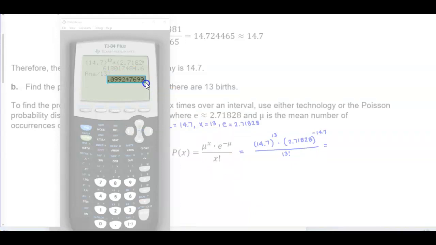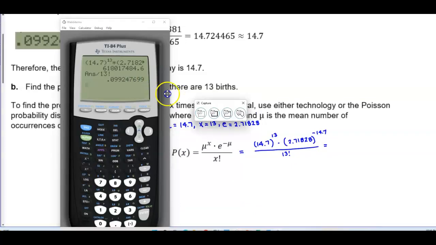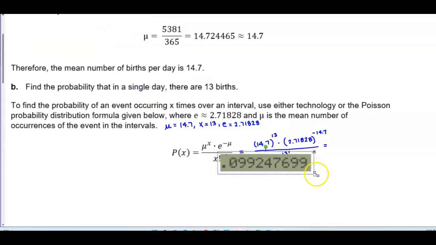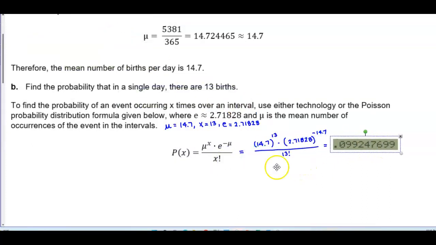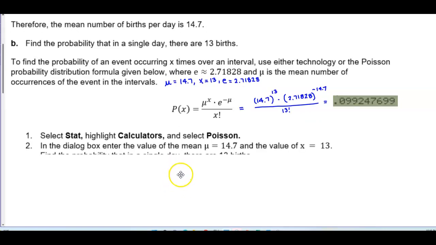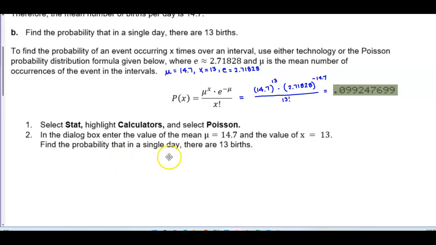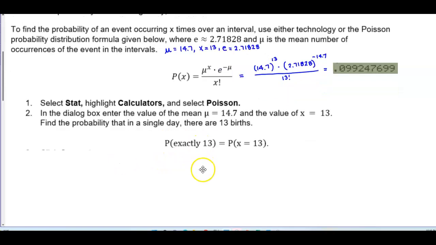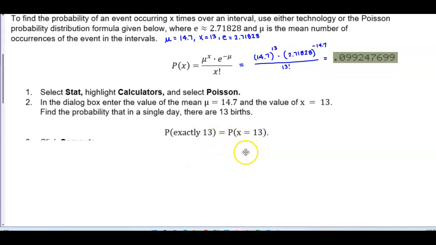And now we're going to compare that to what it would be on StatCrunch. Using StatCrunch, we select Stat, highlight Calculators, and then select Poisson. Then in a dialog box, we enter the value of the mean to be 14.7 and the value of X, which is equal to 13, because we're finding the probability that in a single day there are 13 births, which means the probability of exactly 13, the probability that X is equal to 13. And then we click Compute.